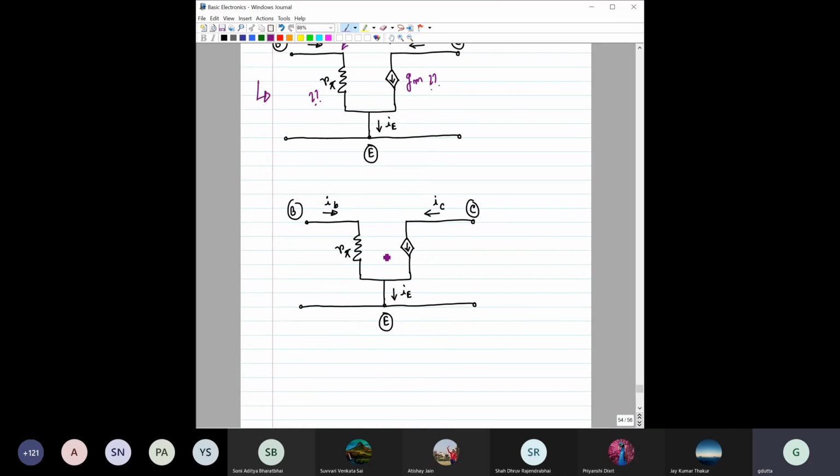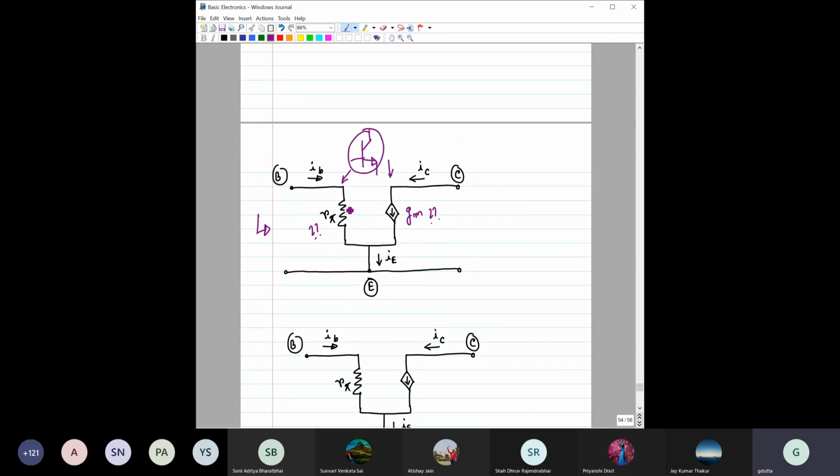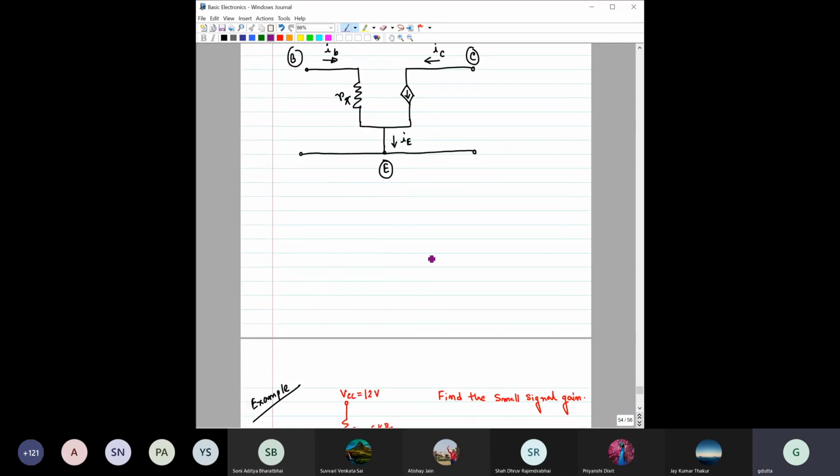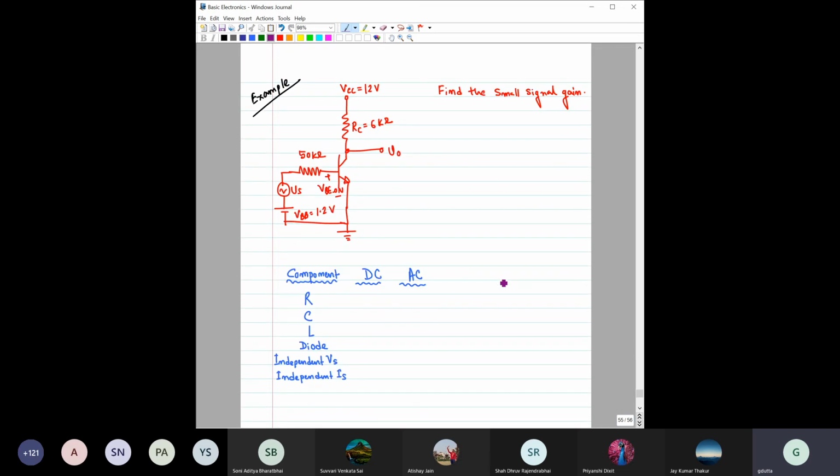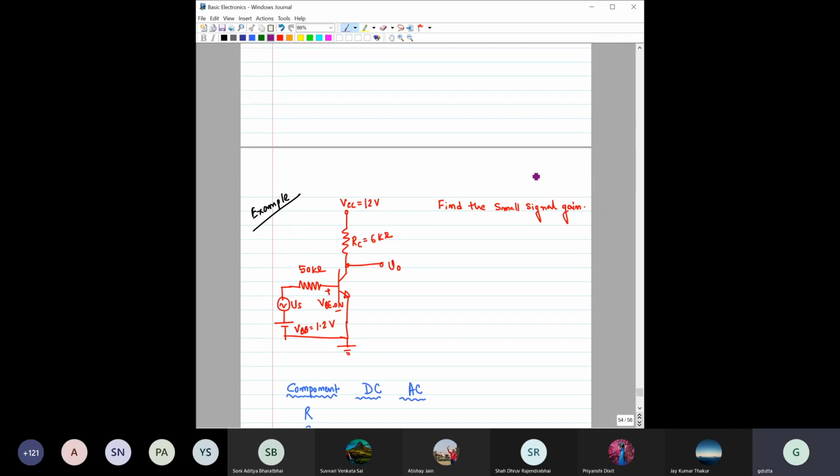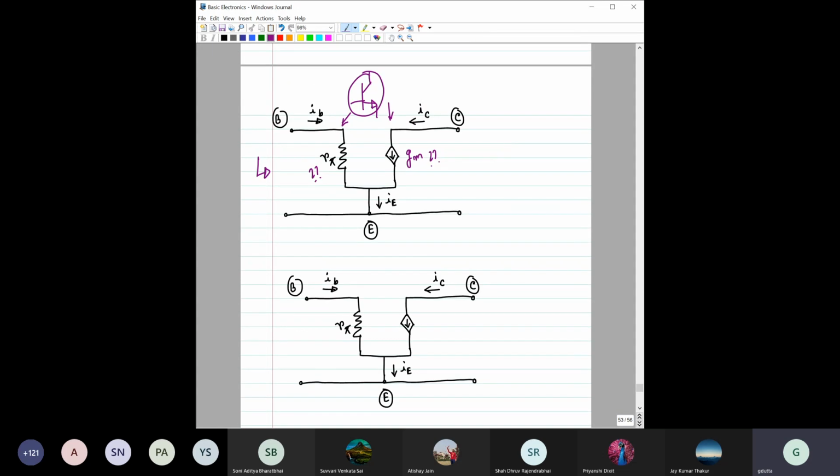Once we have understood the small signal circuit, we will come to a small example where we will see how to find the small signal gain of this circuit, so that we can understand the complete process. Then we will take a little more complicated amplifier structure and try to analyze it. Okay, so we will start from here in the next class.